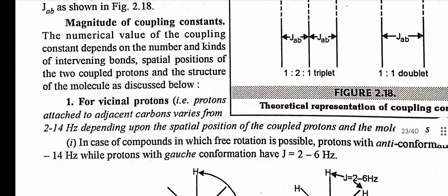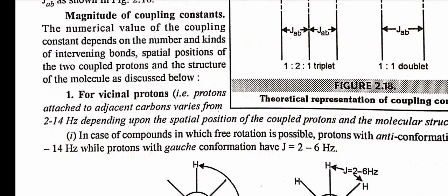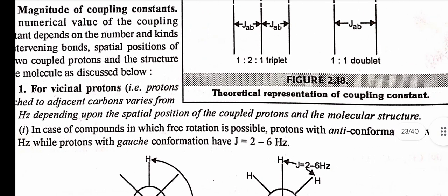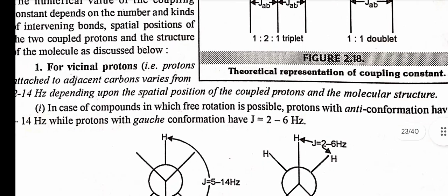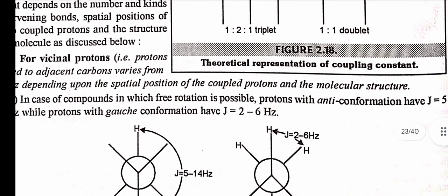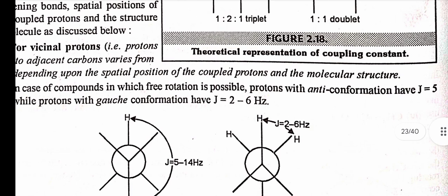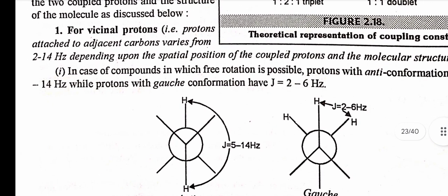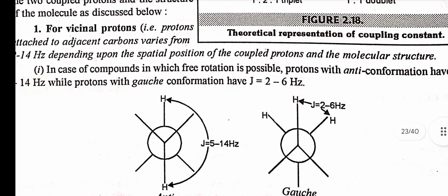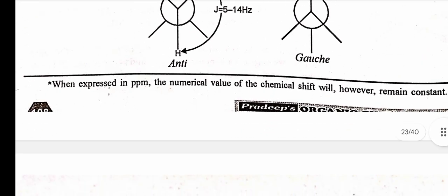Magnitude of coupling constant. The numerical value of the coupling constant depends on the number and kinds of intervening bonds, the spatial positions of the two coupled protons, and the structure of the molecule, as discussed below. For vicinal protons, protons attached to adjacent carbons, J varies from 2 to 14 Hz depending upon the spatial position of the coupled protons and the molecular structure. In compounds in which free rotation is possible, protons with anti conformation have J equal to 5 to 14 Hz, while protons with gauche conformation have J equal to 2 to 6 Hz.